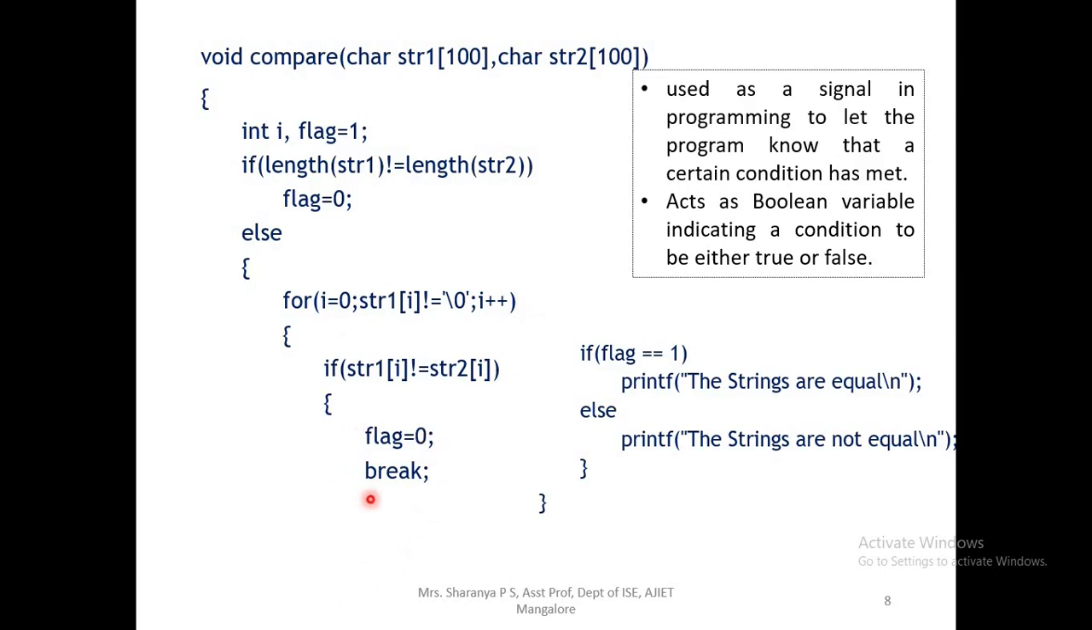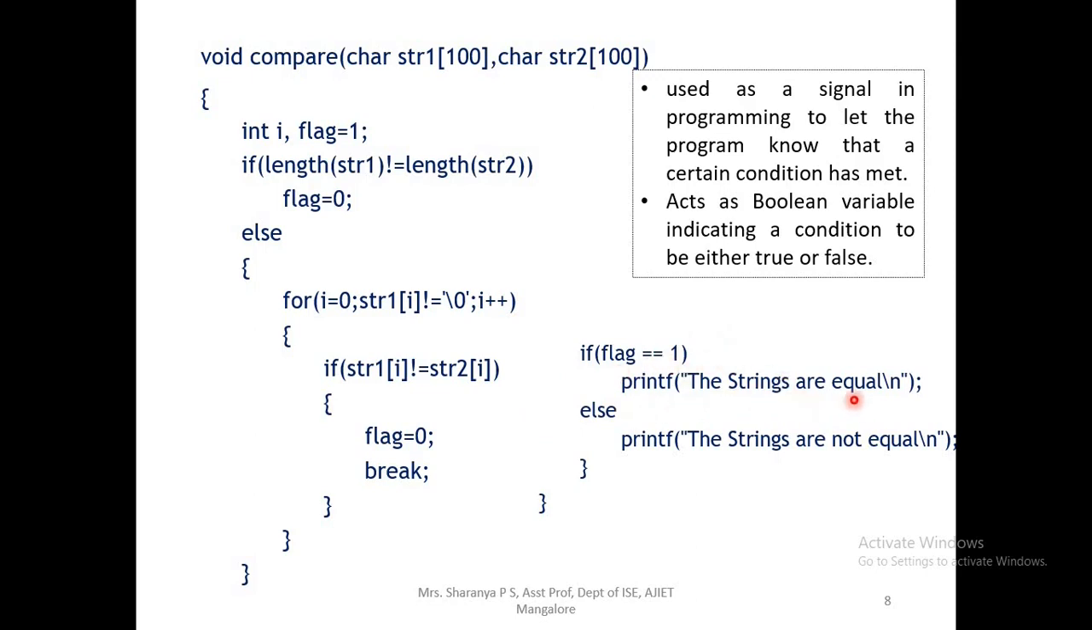What is the usage of this break? Break is going to terminate the loop, that is, whichever loop is currently executing. That is, the for loop is going to terminate and it comes out of that. And this is how it will keep checking. If it finds any one character which is not matching, it will completely terminate and come out of the for loop and proceed with the next step. What is the next step here? Here it checks the value of the flag, whether the flag is equivalent to 1.